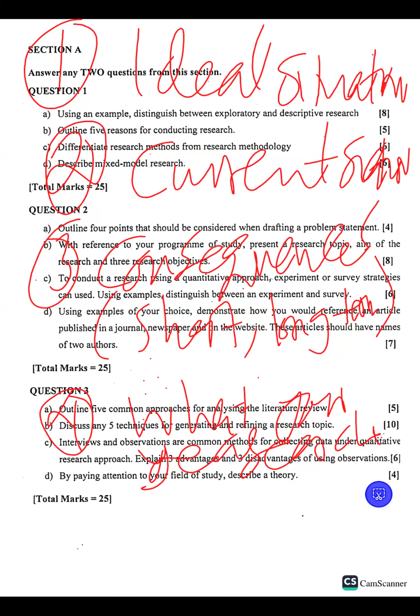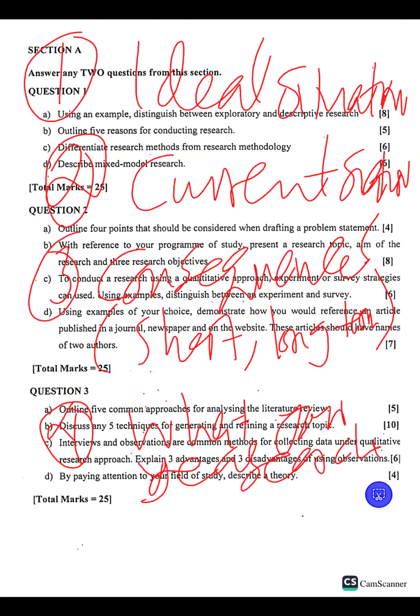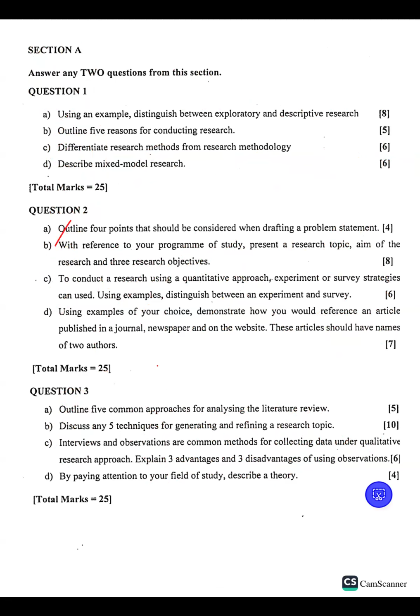Clear. Okay. Then now we could move on to part B of the question. It says, with reference to your program of study, present a research topic, the aim of the study or the research, and the 3 research objectives. The aim of the study and the 3 research objectives.